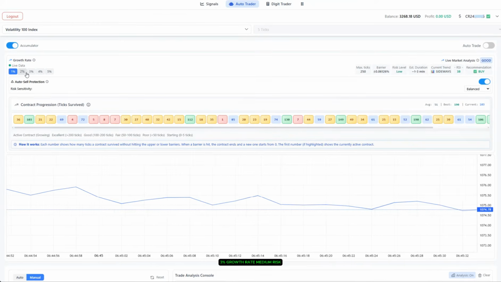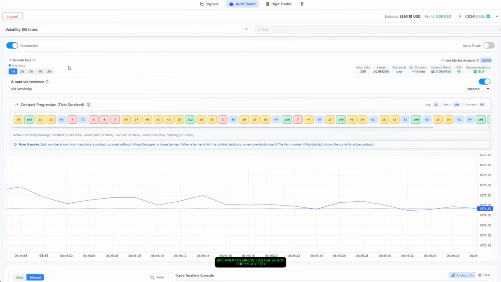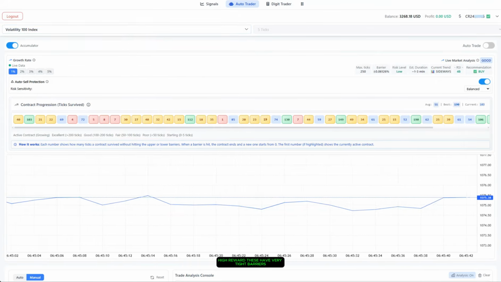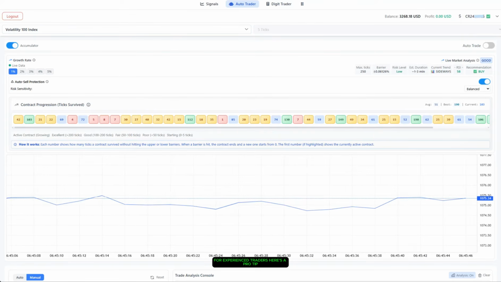3% growth rate, medium risk. Barriers are tighter, contracts may end sooner, but profits grow faster when they succeed. 4% and 5% growth rates, high risk, high reward. These have very tight barriers, but offer explosive profit potential for experienced traders.